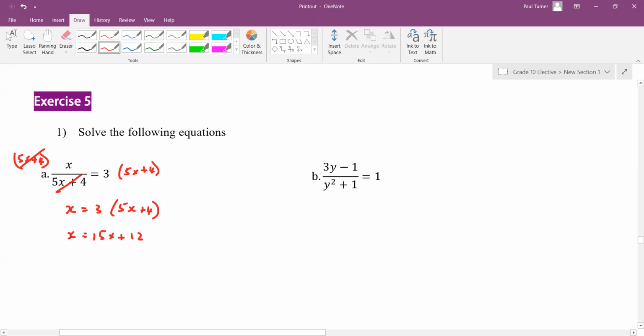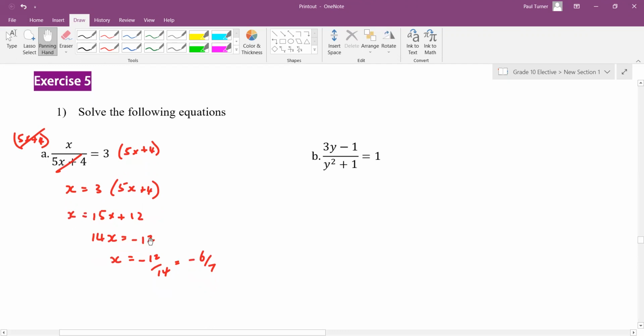So you're going to have 15x minus x. That would be 14x. And if you put 12 on the other side, you'll get minus 12. So x is minus 12 on 14, which is minus 6 on 7. So that should be the answer here for x. So these questions are just solving equations, which you've already done before, but maybe the method you might have forgotten, because we did these, I think, in grade 9.